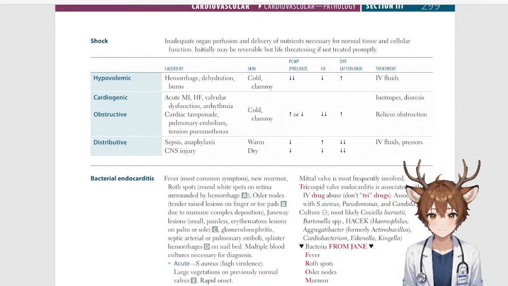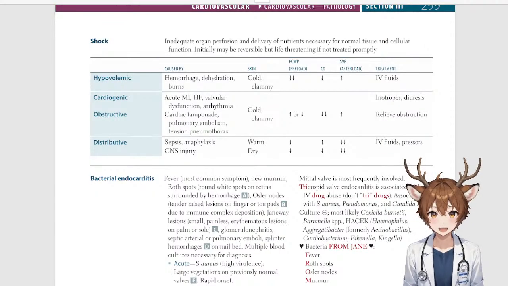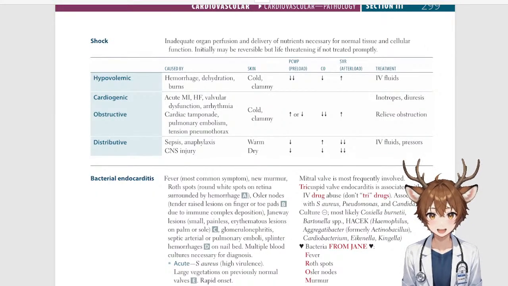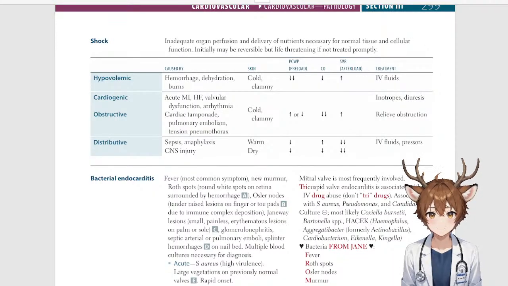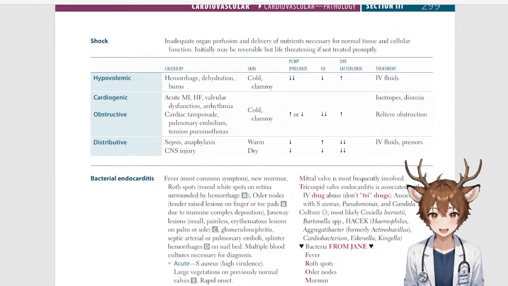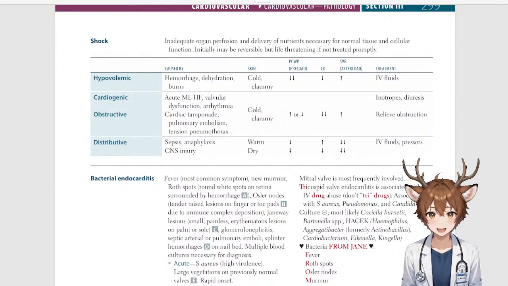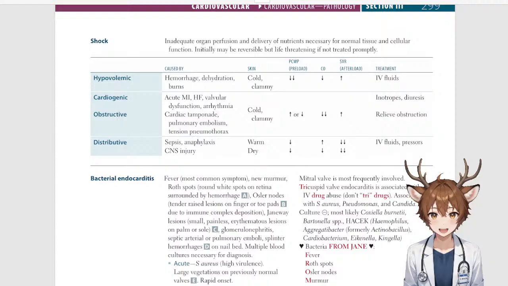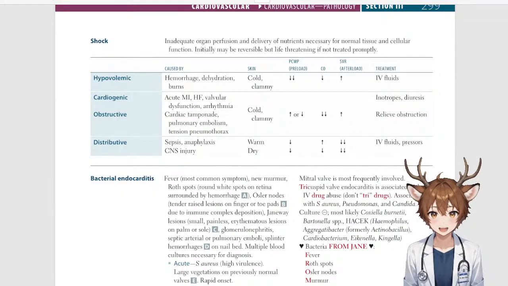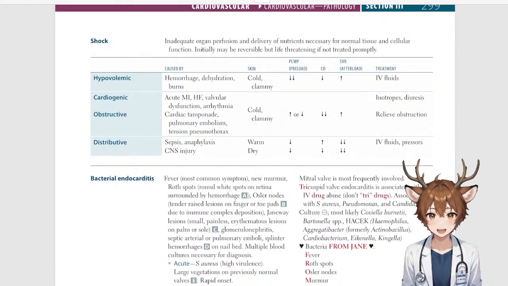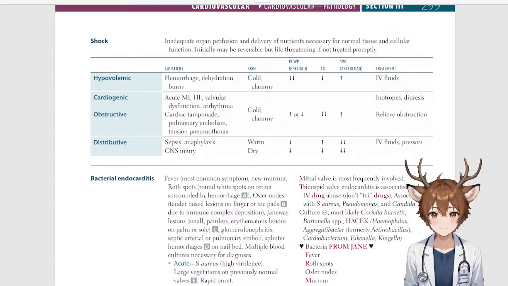What about shock? Shock, inadequate organ perfusion and delivery of nutrients necessary for normal tissue and cellular function, initially may be reversible but life-threatening if not treated promptly. Okay. So we have different kinds of shock. We have hypovolemic, cardiogenic, obstructive, and distributive. So we'll talk about hypovolemic. So we have caused by, mechanism, skin, CVP, PCWP, cardiac output, systemic vascular resistance, and SvO2. PCWP referring to the wedge pressure and stuff like that.